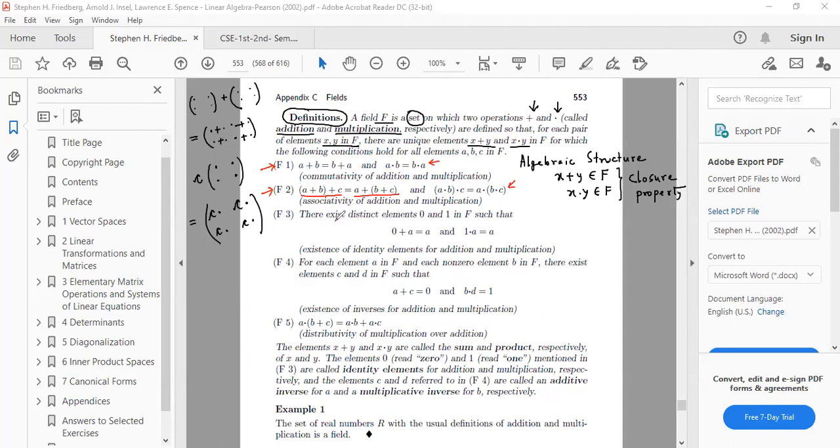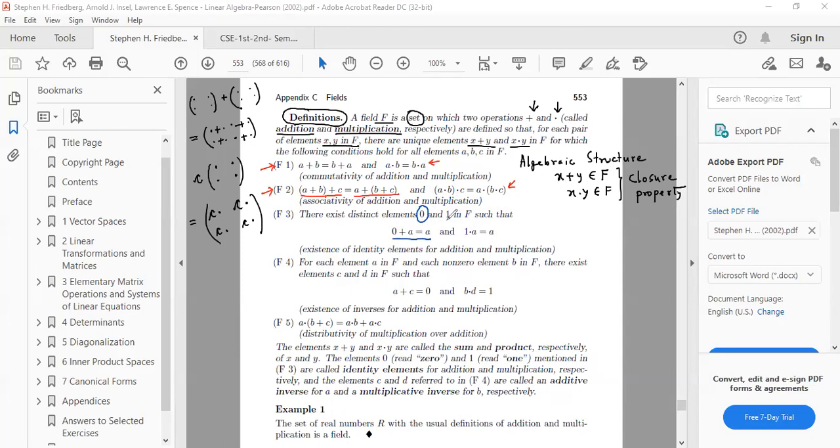Also, we need to find a kind of element. The element is written as 0. Remember, this 0 is not always the number 0 I'm talking about. This 0 is such an element that when added to any element of the set F gives back the element and doesn't change it. So 0 plus A must be equal to A.